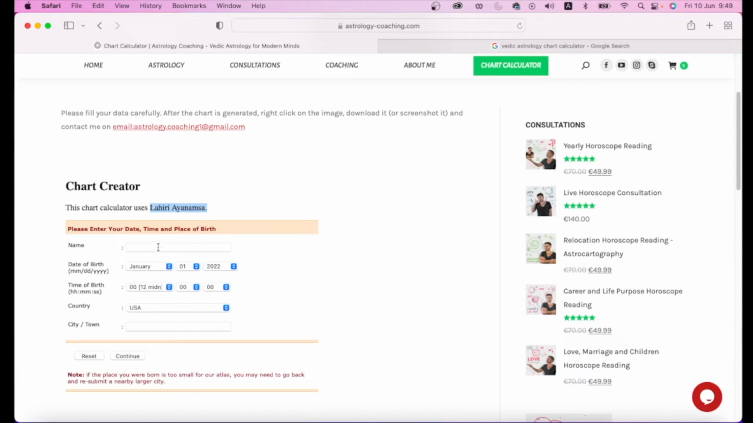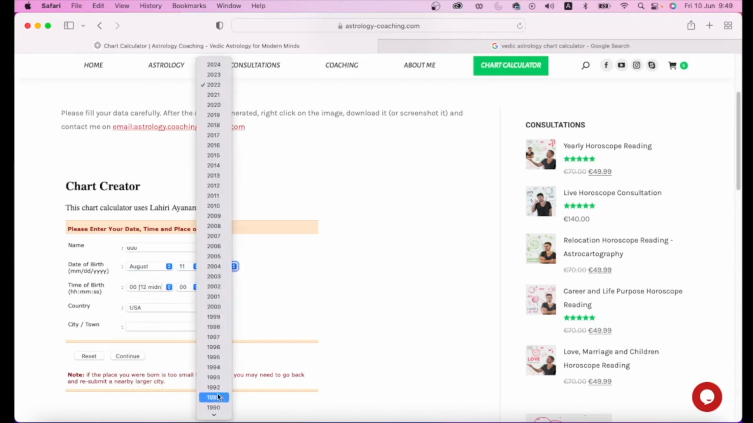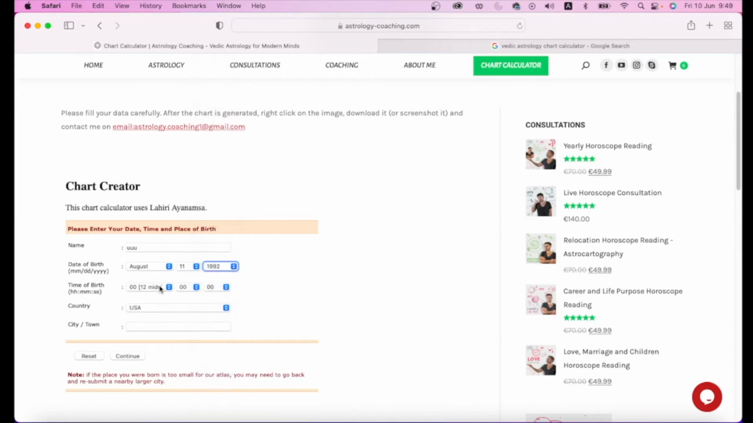Here in the name field you can write maybe some letters if you don't want to write your name, and here your date of birth. You choose the month, the day and the year, let's say 92. Here you choose your time of birth, and of course you choose the country. Let's leave it USA, and we can write here New York.